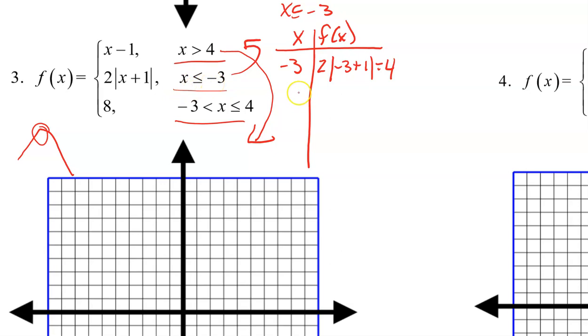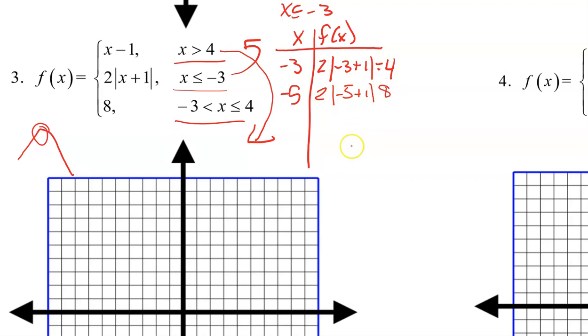So we'll just plug in one more point, less than -3. Let's say -5. 2 times the absolute value of -5 plus 1. -5 plus 1 is -4. Absolute value is +4 times 2 is 8.